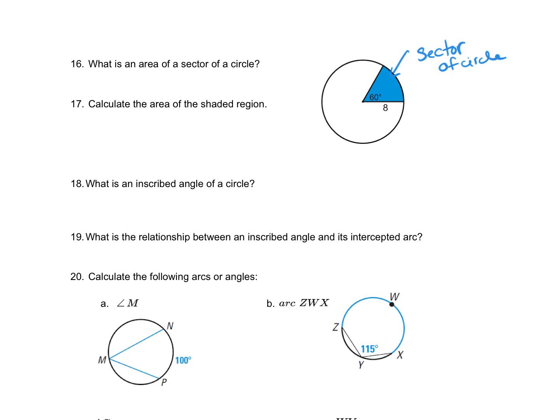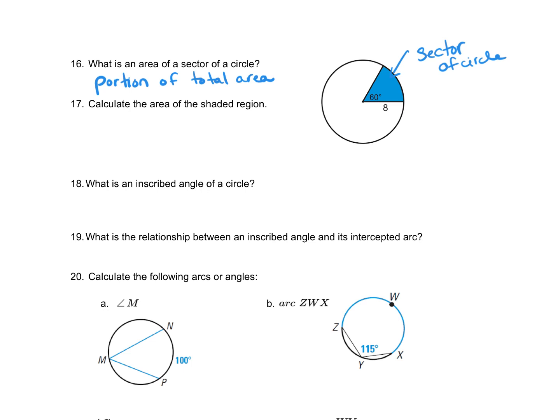Now, by definition, this sector is a portion of the total area of the circle, very similar to how arc length is a portion of the total circumference.